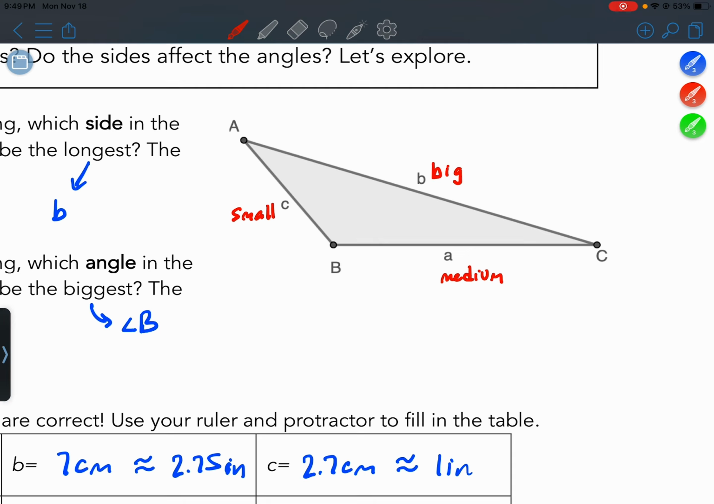And then let's label the angles. This was the biggest angle. This one over here was the smallest angle. And then over here was the medium angle. So the biggest side is across from the biggest angle. The smallest side is across from the smallest angle, and the medium side is across from the medium angle. So pretty cool.